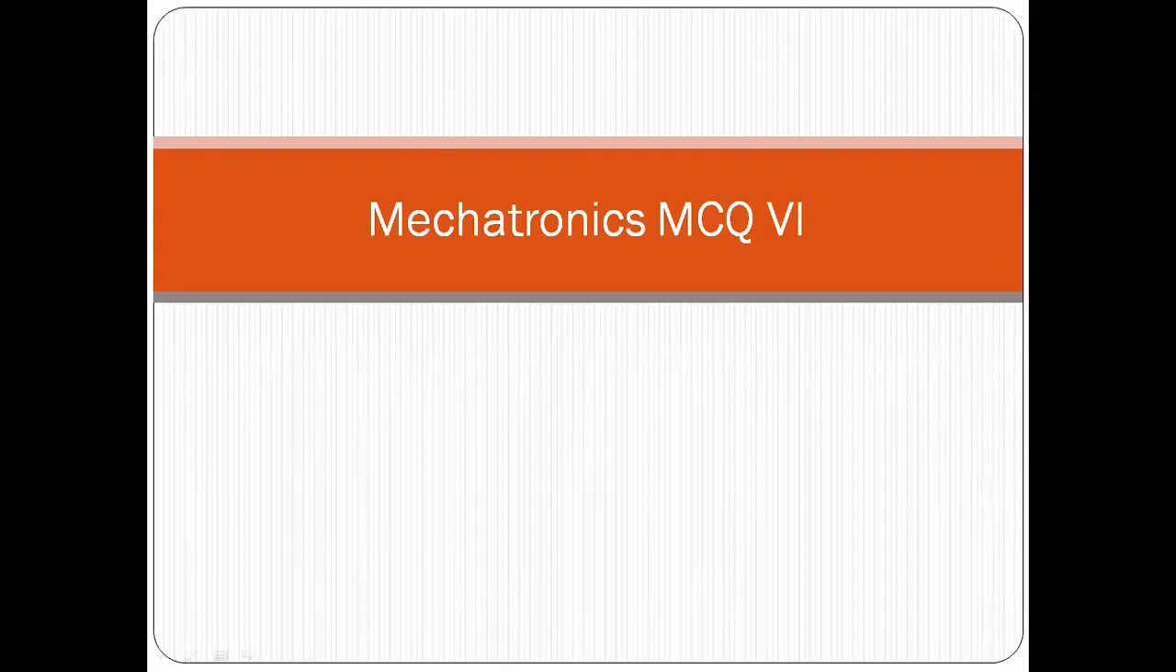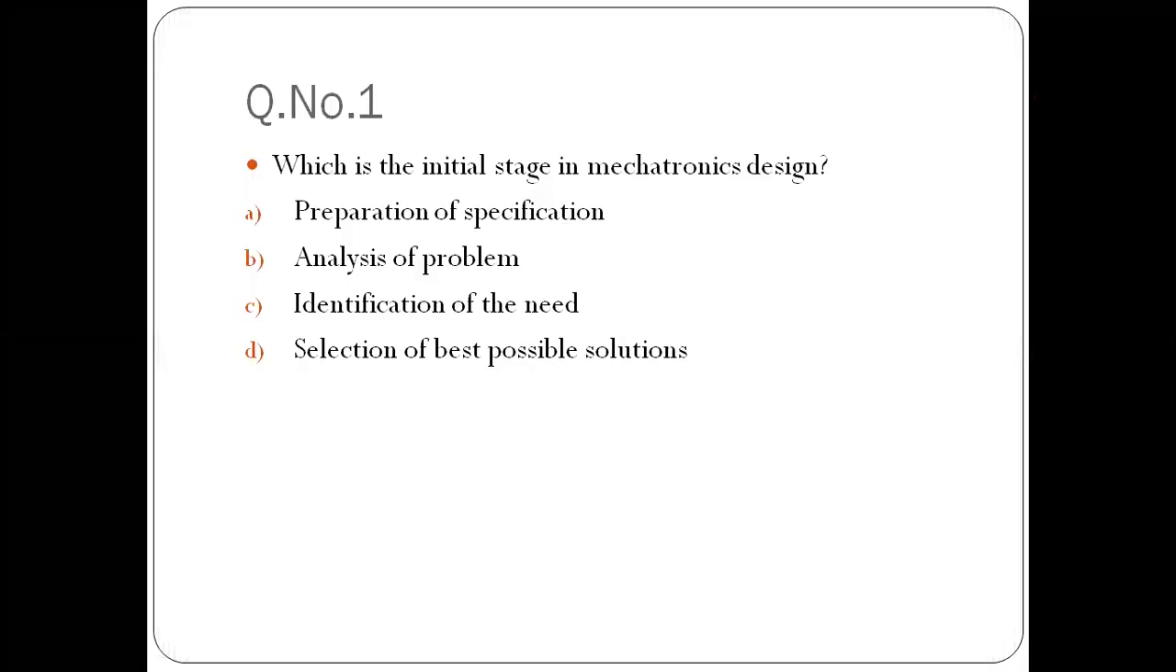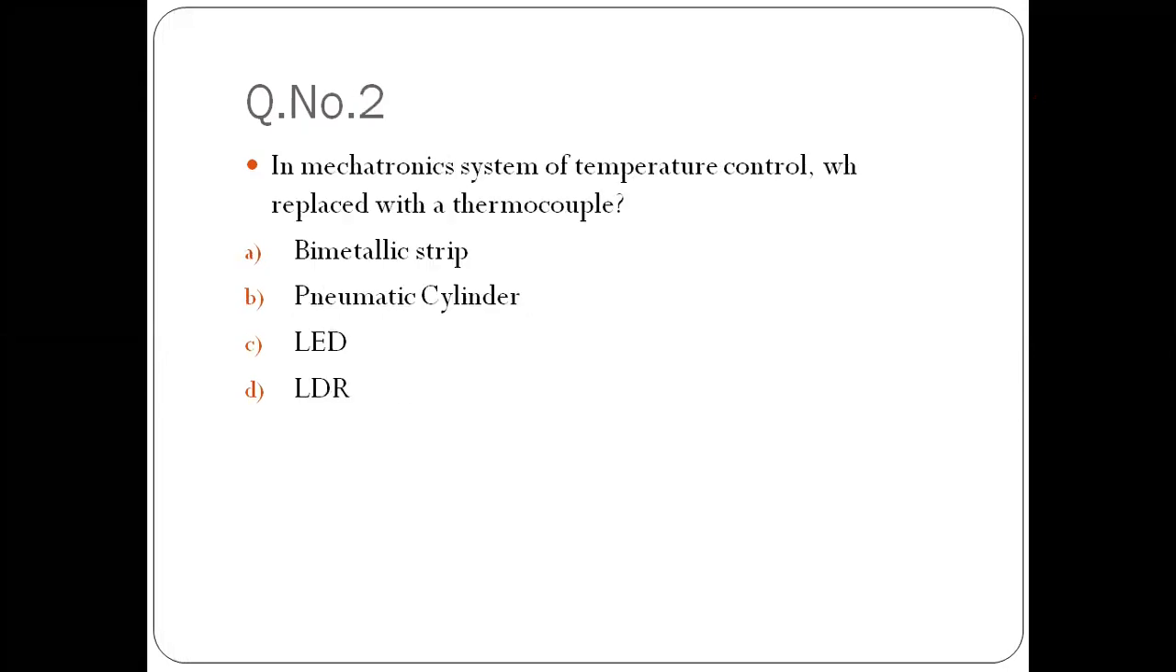Welcome to Mechatronics MCQ, the final part 6, which is the initial stage in mechatronics design. Actually, mechatronics design has 8 stages. It starts with identification of need and then analysis of the problem, preparation of specification, generation of possible solutions, selection of suitable solution, production of a detailed design, production of working drawings and implementation of design. So the first step is identification of the need.